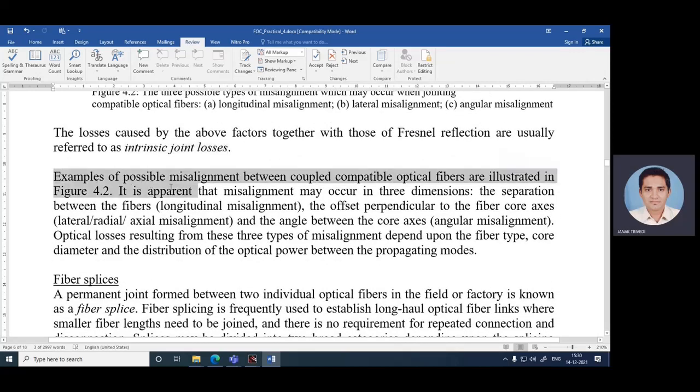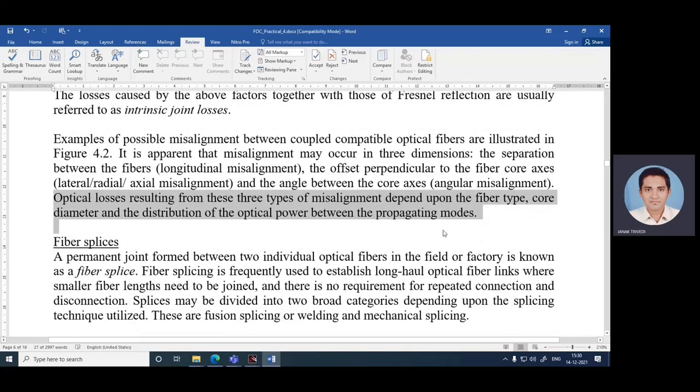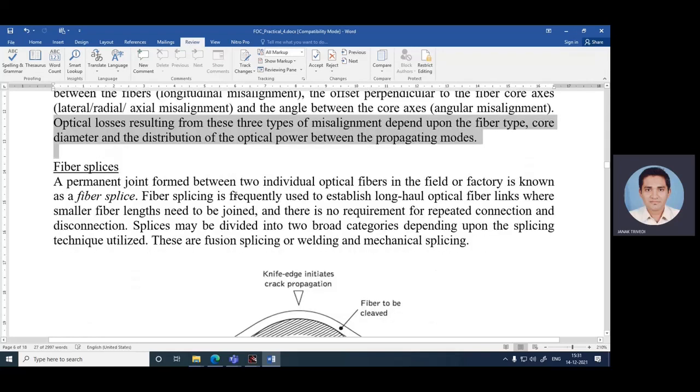Examples of possible misalignment between coupled compatible optical fibers are illustrated in figure 4.2. It is seen that misalignment may occur in three dimensions: the separation between the fibers, longitudinal misalignment; the offset perpendicular to the fiber core axis, lateral, radial, or axial misalignment; and the angle between the core axes, angular misalignment. Optical loss resulting from these three types of misalignment depends on the fiber type, core diameter, and the distribution of the optical power between the propagating modes.